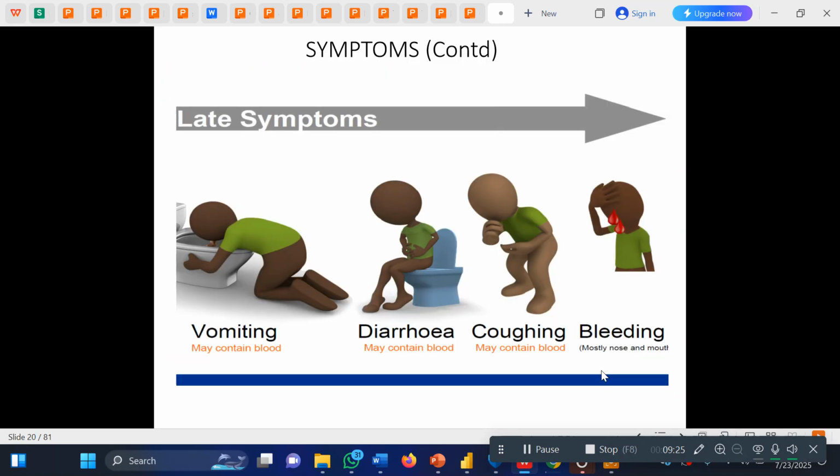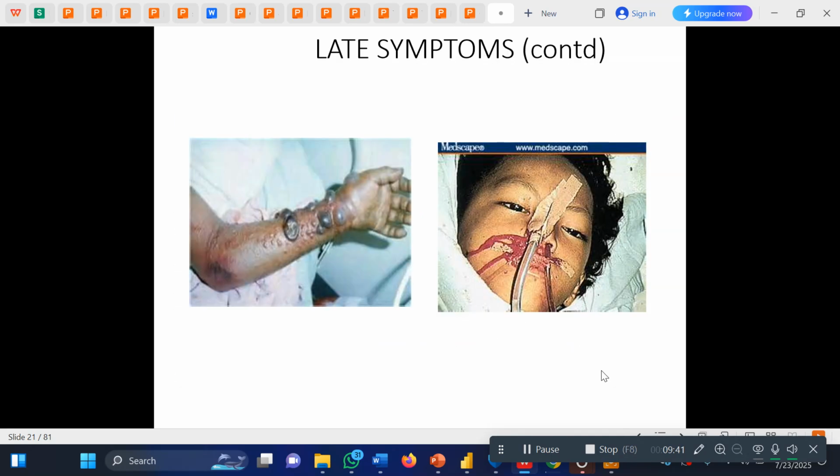Then some of the late symptoms are vomiting, which may contain blood, and diarrhea, which also may contain blood. Patients can also be coughing out blood, and then bleeding from orifices such as the mouth, nose, penis, vagina. And then some of the late presentation, of course, bleeding from everywhere, you can see bullous skin and lesions, and then DIC.